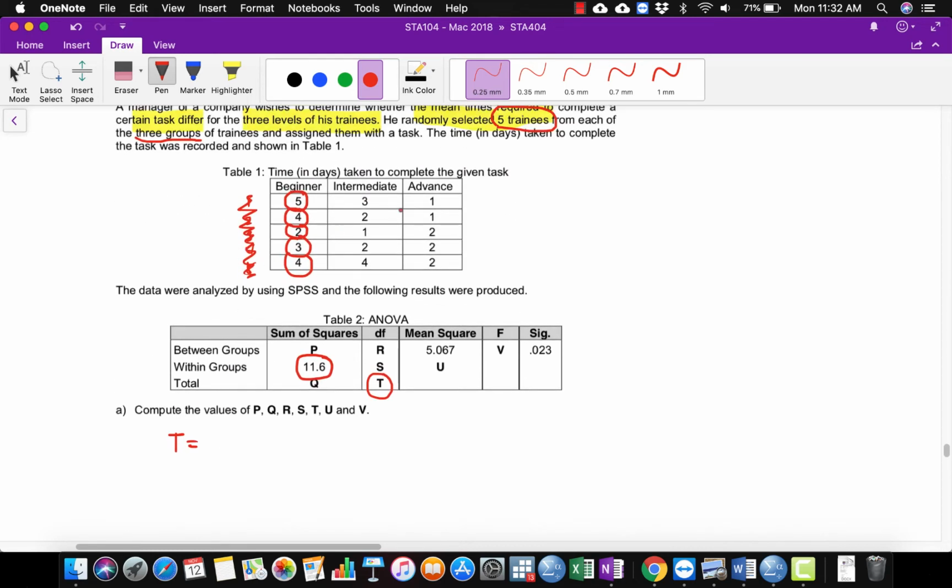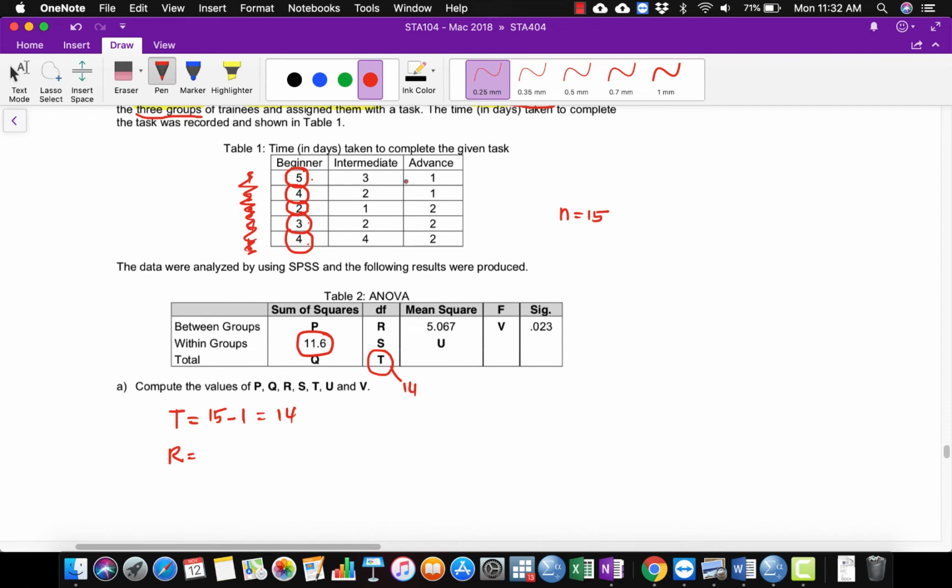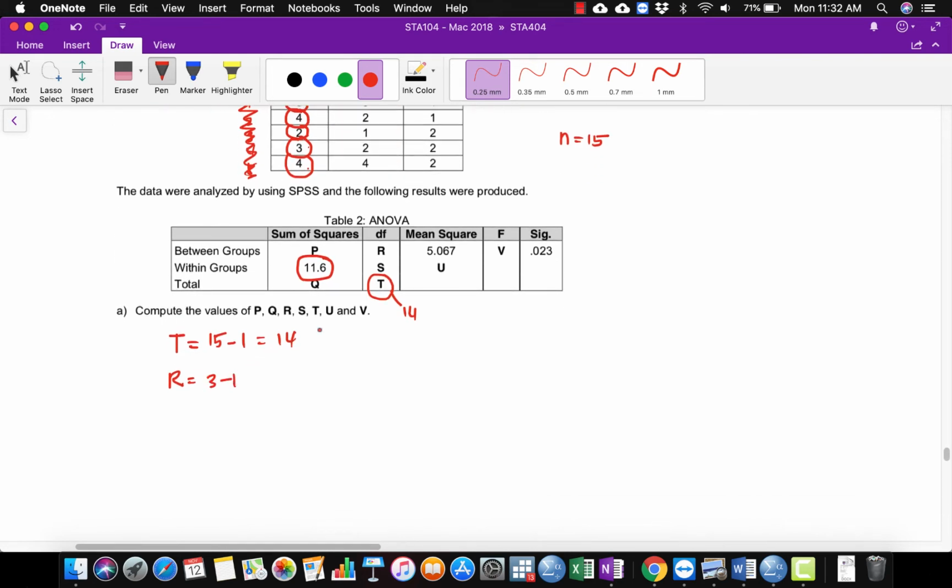So how many samples do we have basically? This is 1, 2, 3, 4, 5, multiplied by 3. Capital N should be equal to 15. So 15 minus 1 equals 14. So T should be equal to 14, right? And then we can calculate R. We have 3 groups, right? So 3 minus 1 should be equal to 2, right?